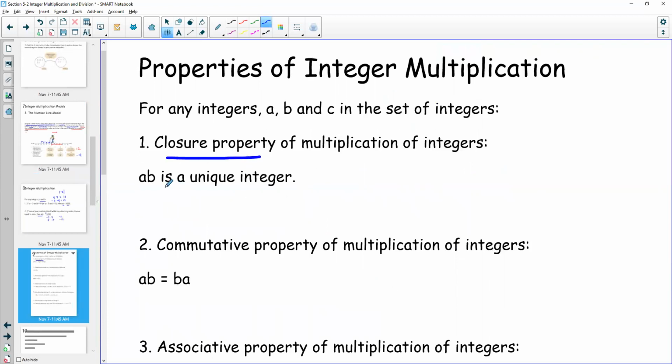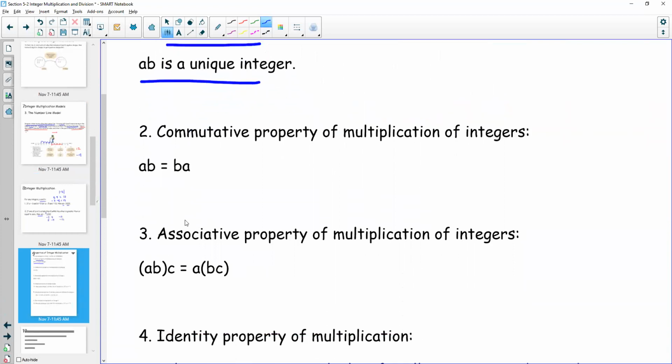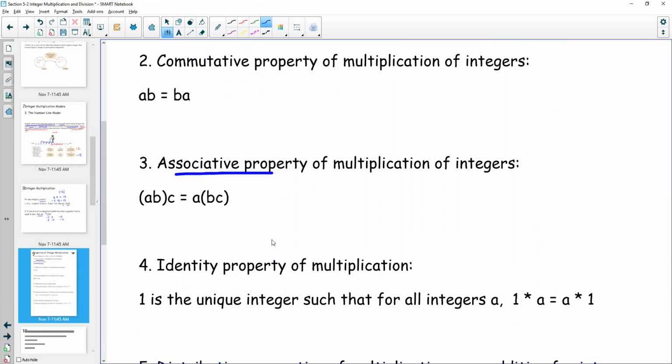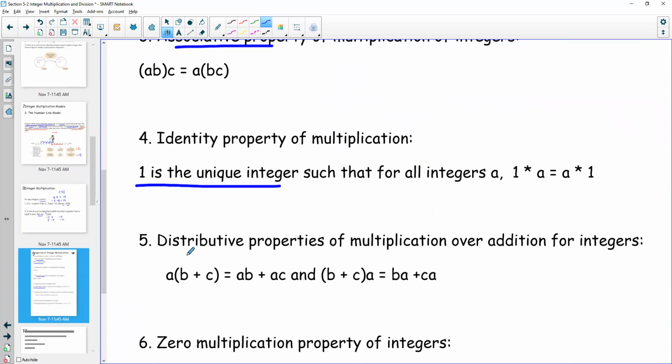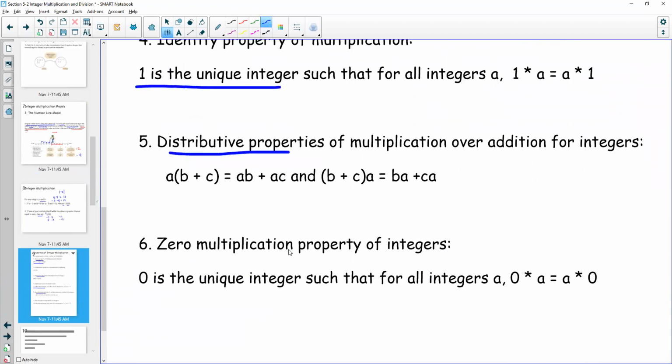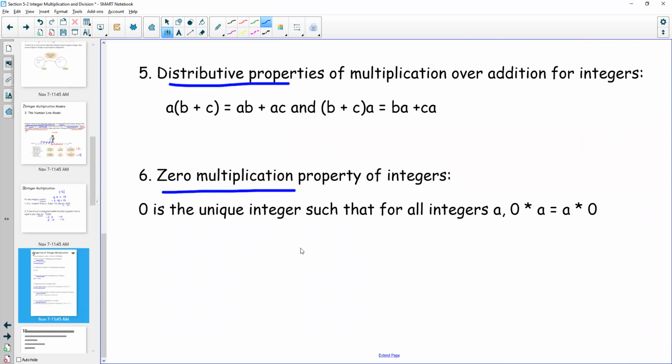It's closed: if a and b are integers, the product is a unique integer in the set. Multiplication is commutative. We know this. Multiplication is still associative. We know this. 1 is still the identity. Anything multiplied by 1 is itself. Distributive property still works. Anything times 0 is still 0. Okay, none of the main properties that we've learned with multiplication all along have changed by introducing a negative number.